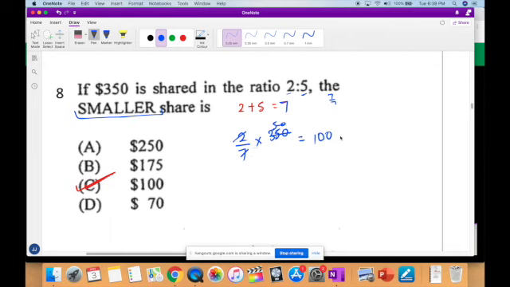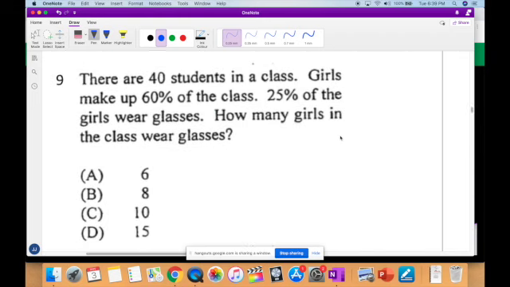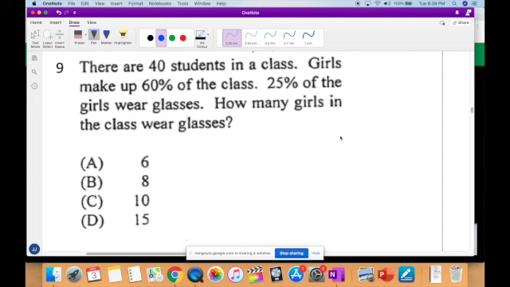Now at the end of the day, I probably will take a class and focus on ratios, because ratios is a really important topic, and it is a lot more important than you think. So definitely I should spend a little bit of time on ratios there.